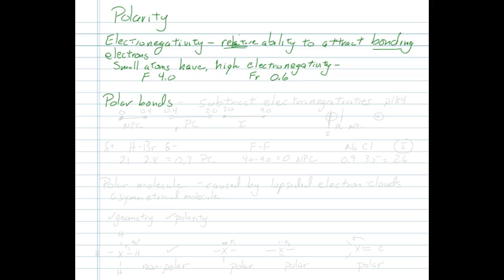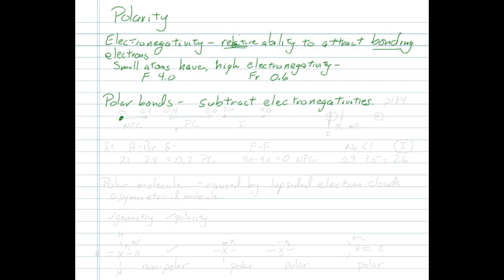So on polar bonds, the electron is not shared equally. We've talked about this before. And what you do is you subtract the electronegativities of the two atoms in the bond. So you subtract the two electronegativities, the larger one minus the smaller one. If you get a negative, make it an absolute value. No negatives, please.